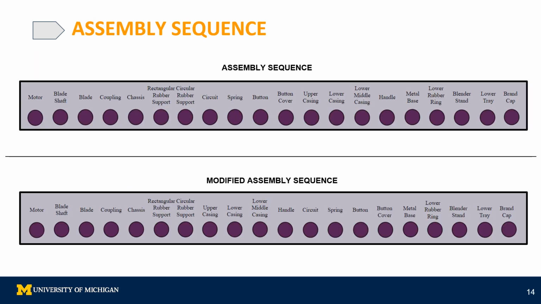The slide shows two versions of the assembly sequence for the product family. The top sequence represents the standard assembly process starting from the motor to the brand cap, with each component added in a specific order. The modified sequence on the bottom rearranges some steps, particularly the metal base and lower rubber ring, to streamline the process and potentially improve assembly efficiency. This modification can lead to faster production times or easier assembly for operators.